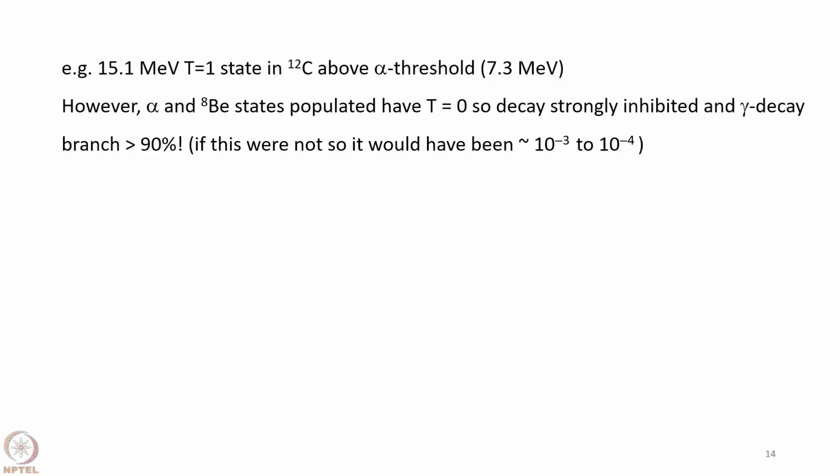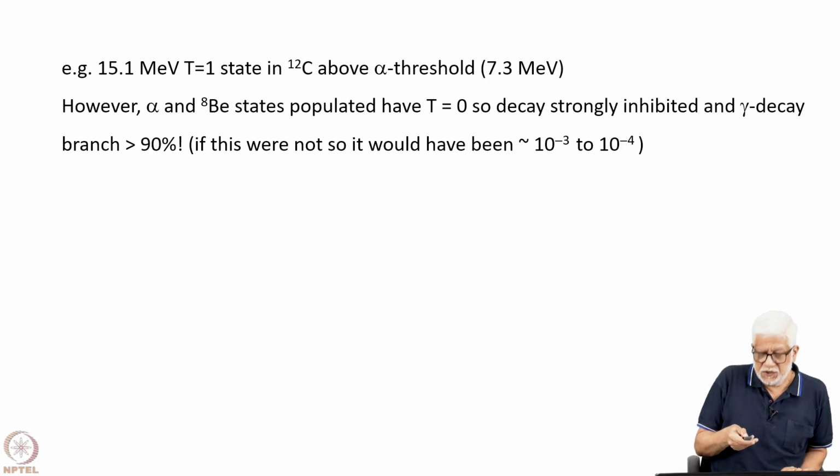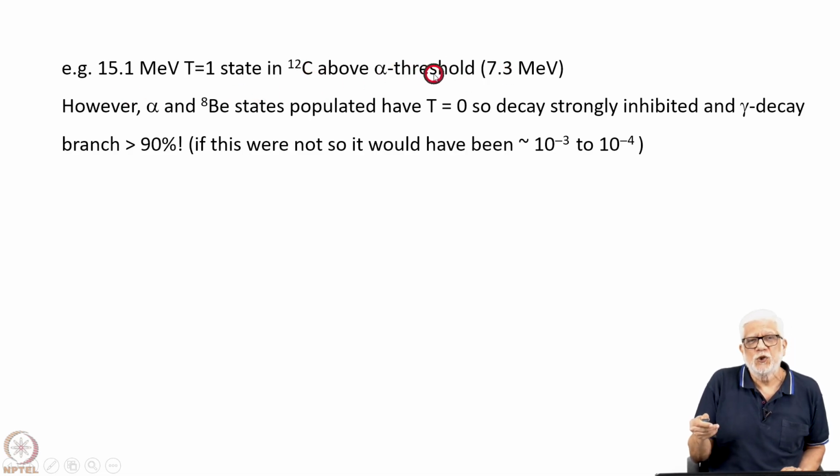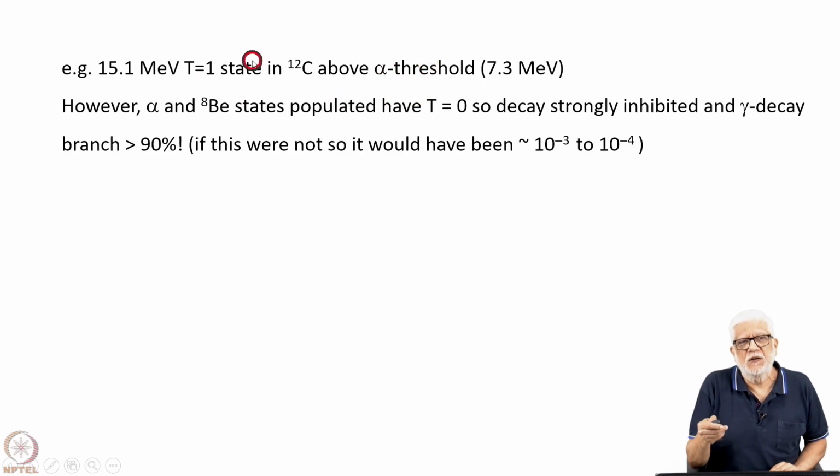So, for instance, the 15.1 MeV is a sharp state because it is T equal to 1 and it would be decaying to T equal to 0 states, namely this carbon 12 excited state, since it is above the alpha threshold of 7.3. It is almost 8 MeV above that threshold. So, it can decay into alpha plus beryllium 8, but the beryllium 8 has T equal to 0 and alpha also has T equal to 0. So, this process would then violate isospin.